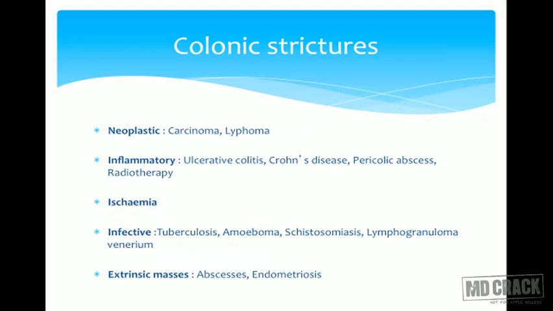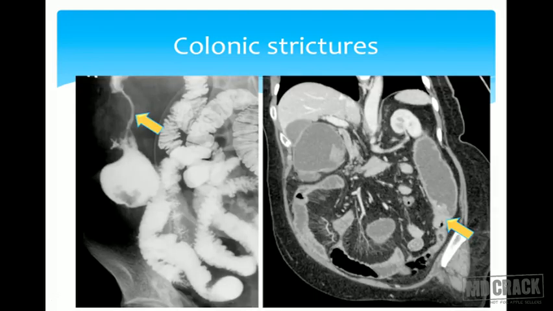Again, we have colonic strictures, which will be again neoplastic, which will be carcinoma or lymphoma, inflammatory, ischemia, infective, extrinsic masses. Just like in small bowel, you will have abscesses or endometriosis causing inflammation of the wall of the colon, and that might result in a colonic stricture.